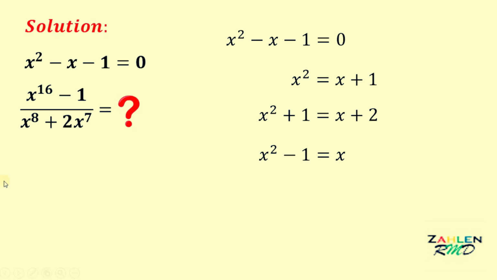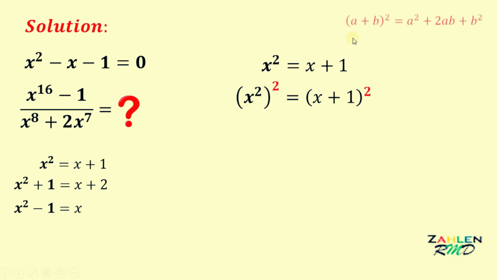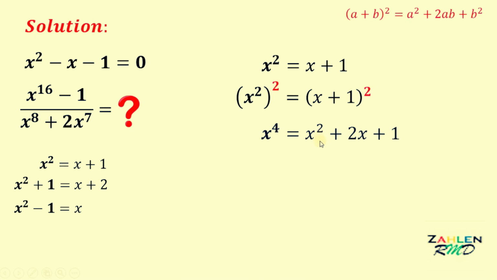Now let's put those results in this part. So we have x squared equals x plus 1, x squared plus 1 equals x plus 2, and x squared minus 1 equals x. Next, let's start with x squared equals x plus 1. Now we square both sides, using an identity: a plus b quantity squared equals a squared plus 2ab plus b squared. Therefore, the right-hand side becomes x squared plus 2x plus 1, and the left side is simply x to the 4th power.